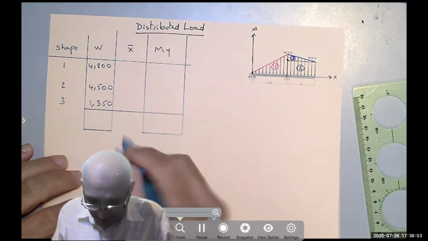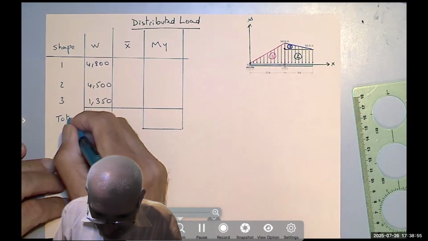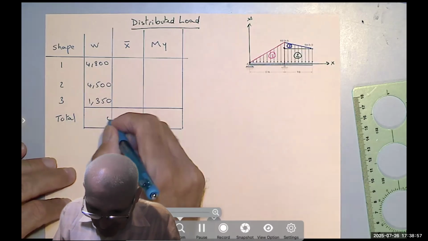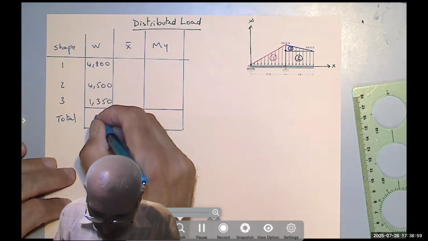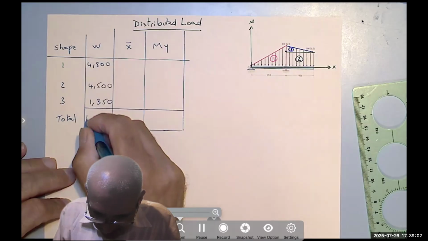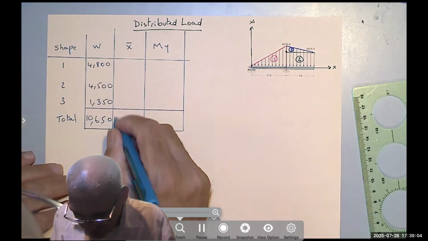And then you add them up and get the total weight: 10,650 pounds.